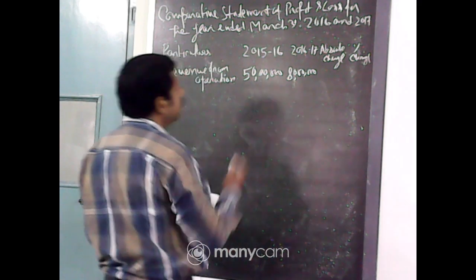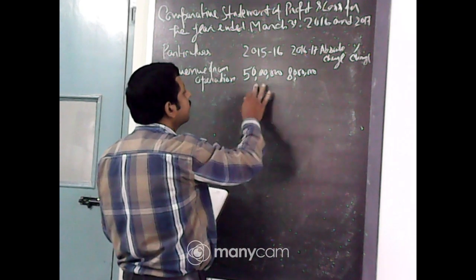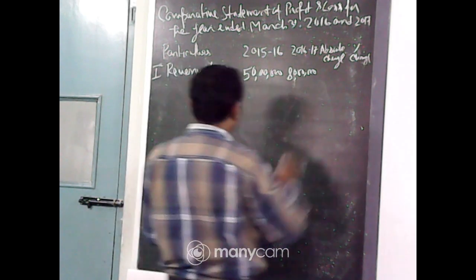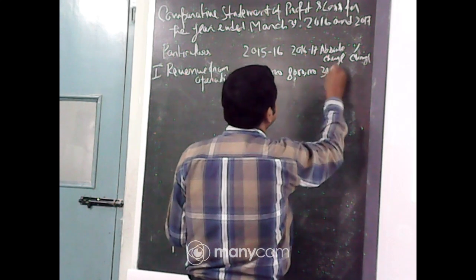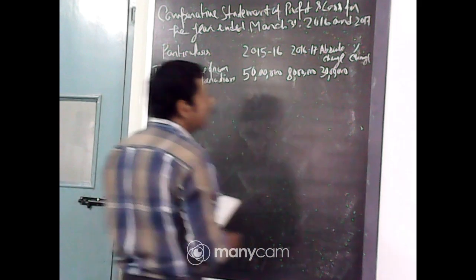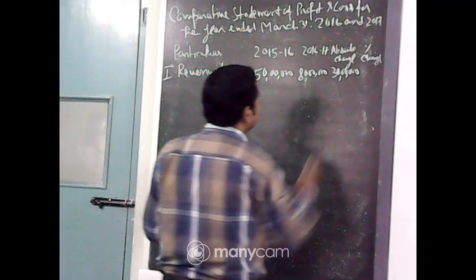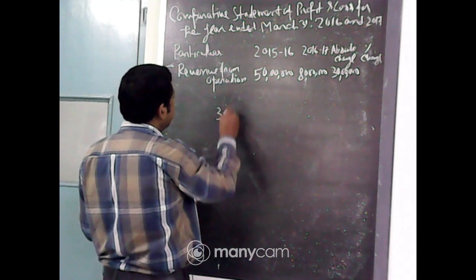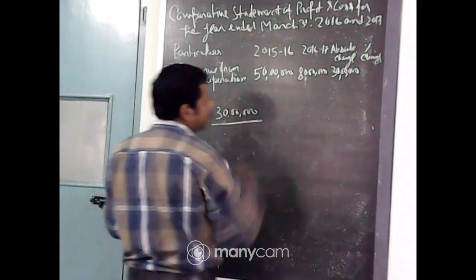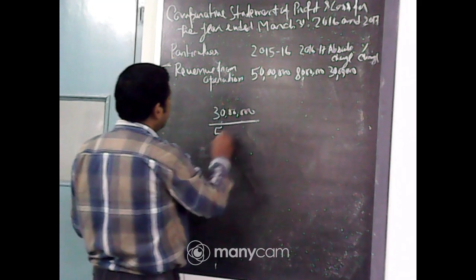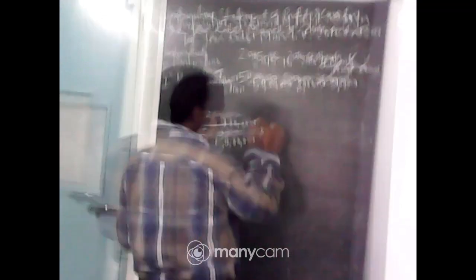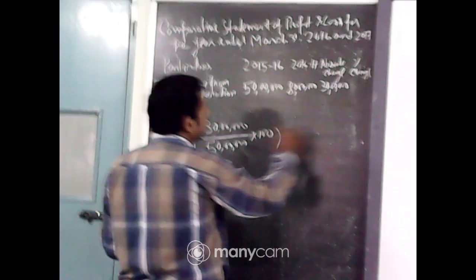What is the absolute change? Absolute change is nothing but current year minus previous year. So what is the figure? That is 30 lakh. And percentage wise you have to reveal. So what is the percentage? How do you calculate? Absolute change, that is 30 lakh, divided by base year, that is previous year. So 30 lakh divided by 50 lakh into 100. So that is the percentage change.